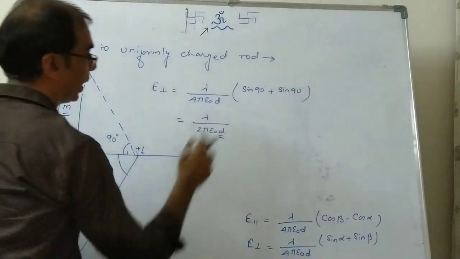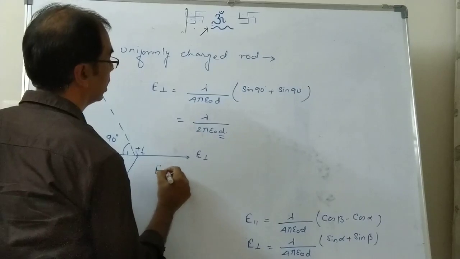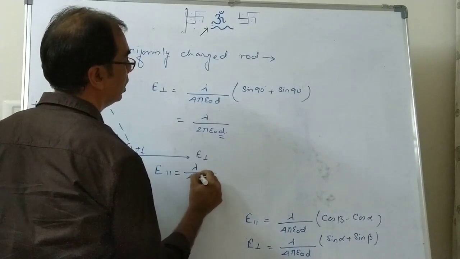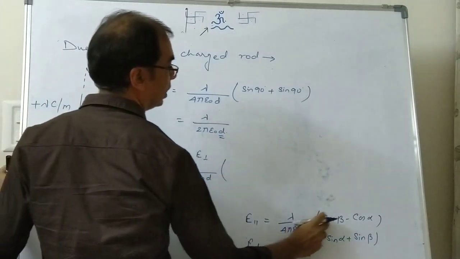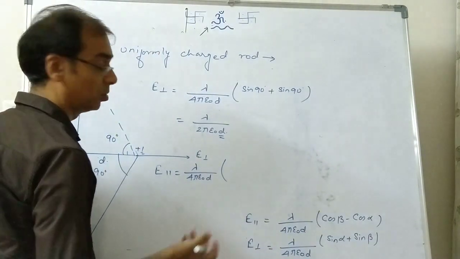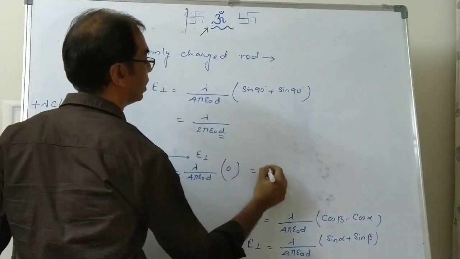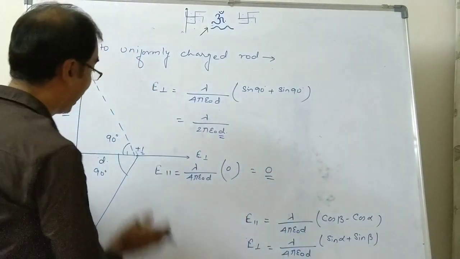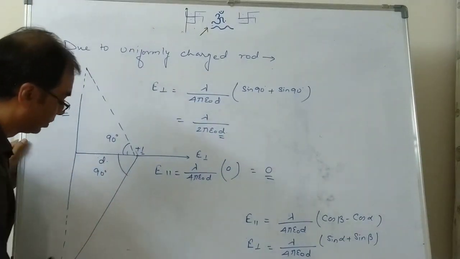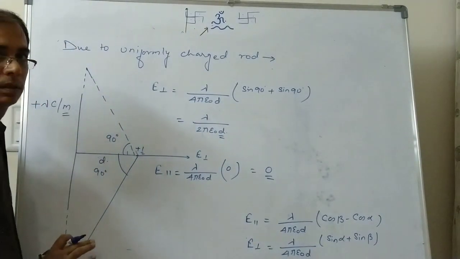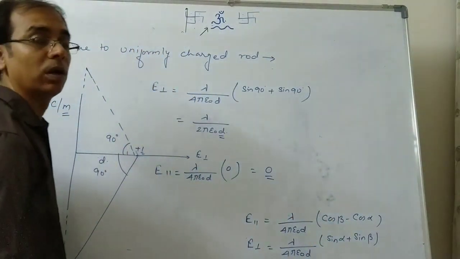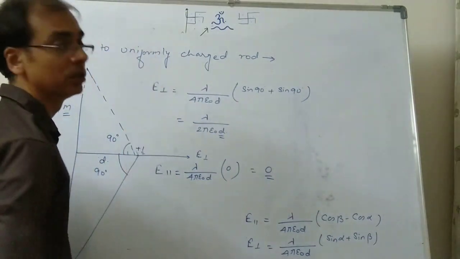Right? Now E parallel is, this is the formula: lambda by 4 pi epsilon naught d, cos 90 minus cos 90. Cos 90 is also 0 only. 0 minus 0 is also 0. So what are we getting? Parallel, you are not going to get the electric field component. Reason? Because this side length and this side length are both equal, and here we have subtraction. So because of that reason, you are not going to get any field along the wire.